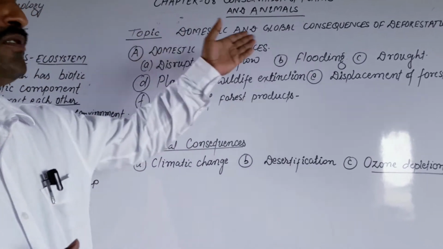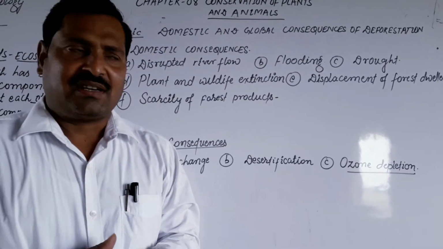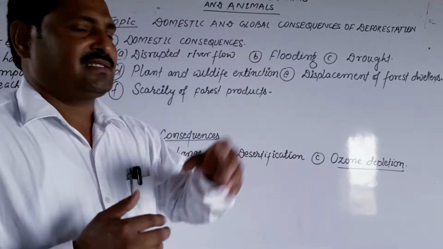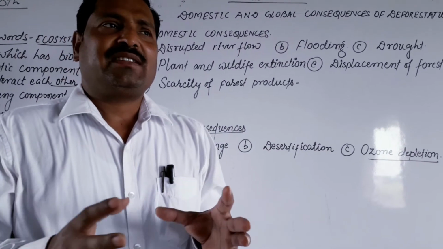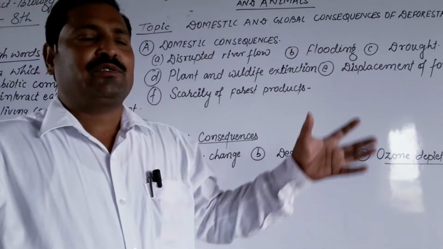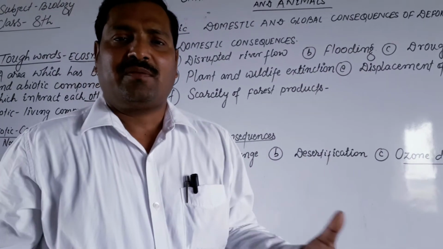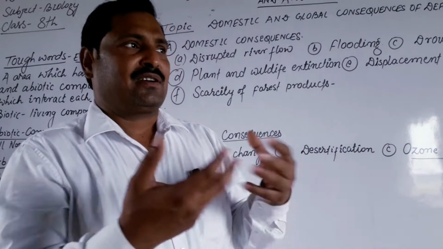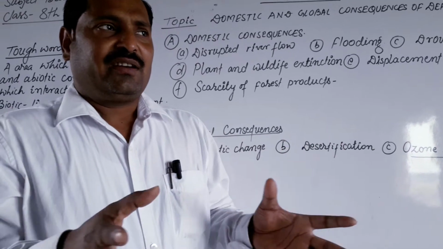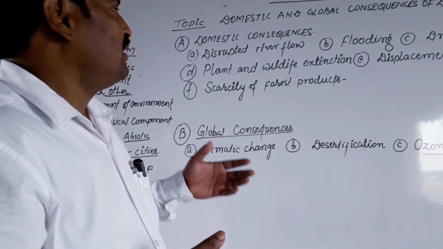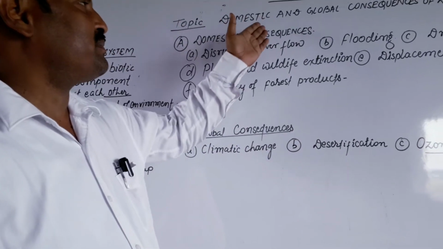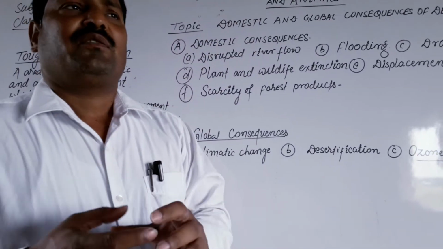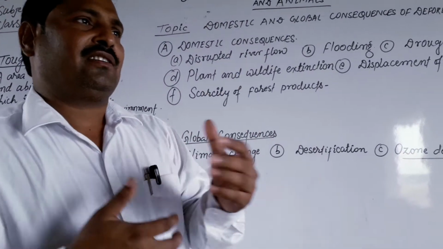The first is the domestic consequences, and the second is the global consequences. Domestic means that when we are living in a particular area, like us, we are living in India, it is our domestic area in a country of any nation. So domestic consequences means what are the outcomes when they are disturbing at the domestic level.